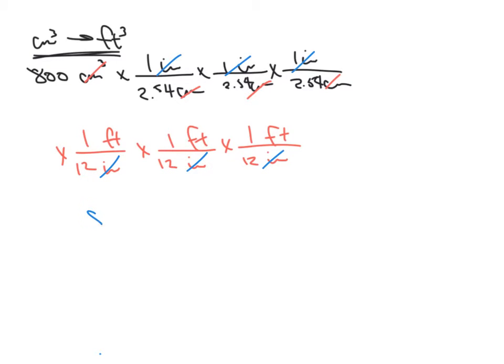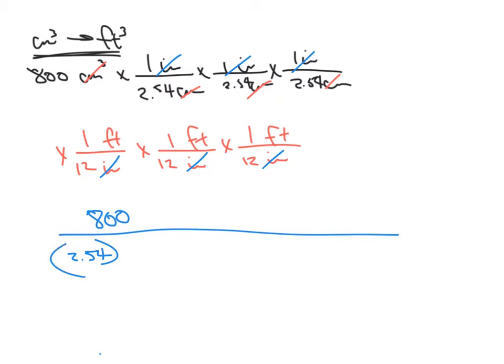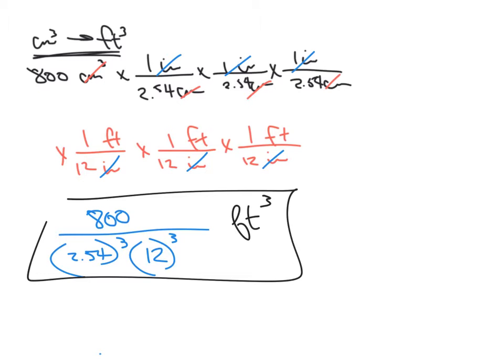So I have 800 over 2.54 3 times. You can either write it 3 times or make it cubed. And a 12, I can write it 3 times or write it cubed, doesn't really matter. And that is the conversion from cubic centimeters to feet cubed. Okay, I'm not going to have you divide that out either.